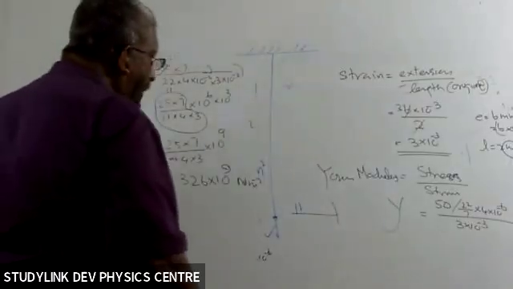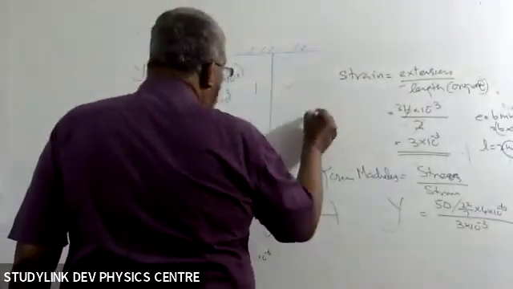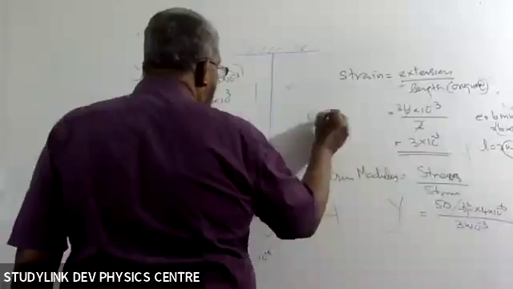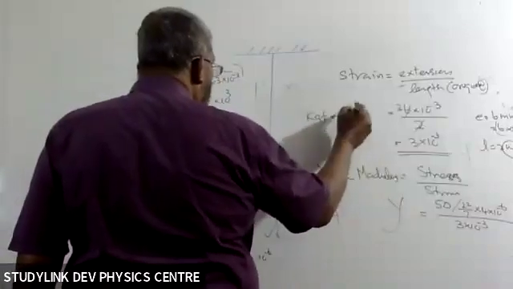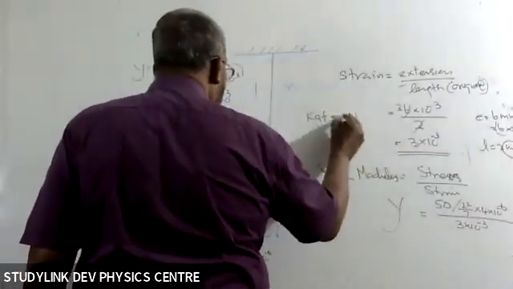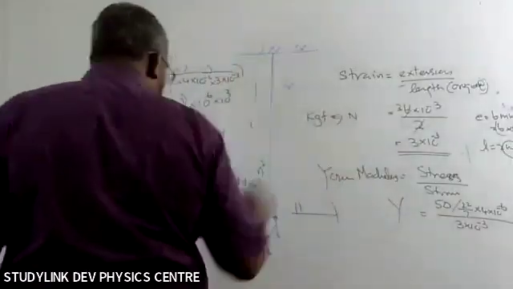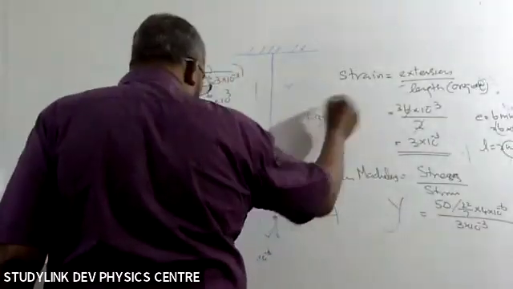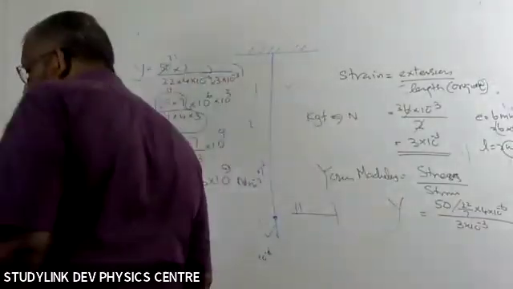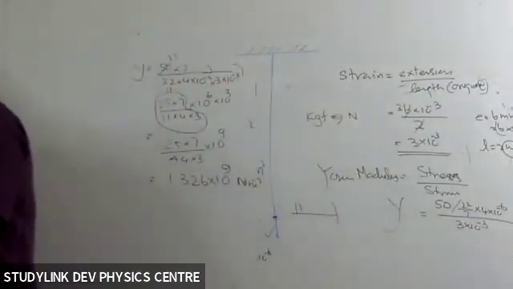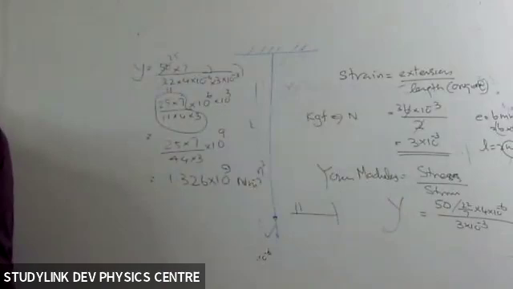Anywhere, if they say kilogram force, kgf, that means Newton. That means 5 kgf means you are converting into 50. Remember, kilogram force is newtons.